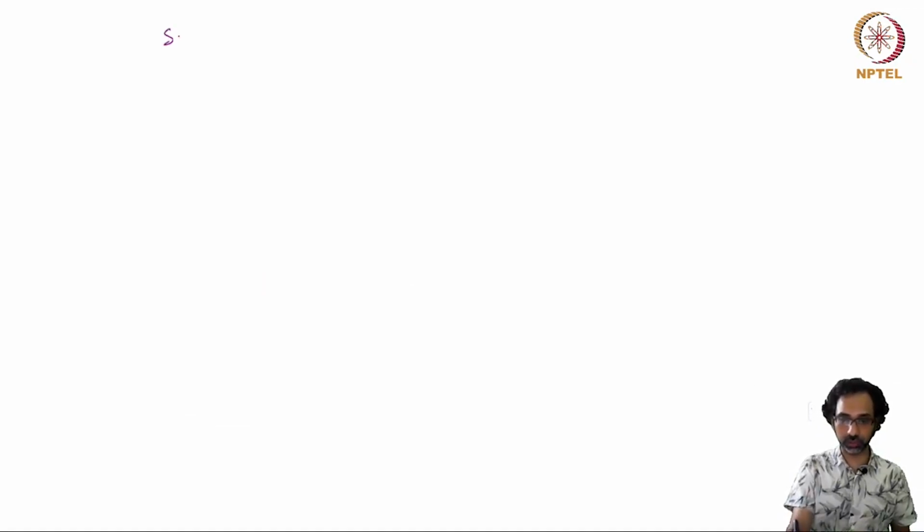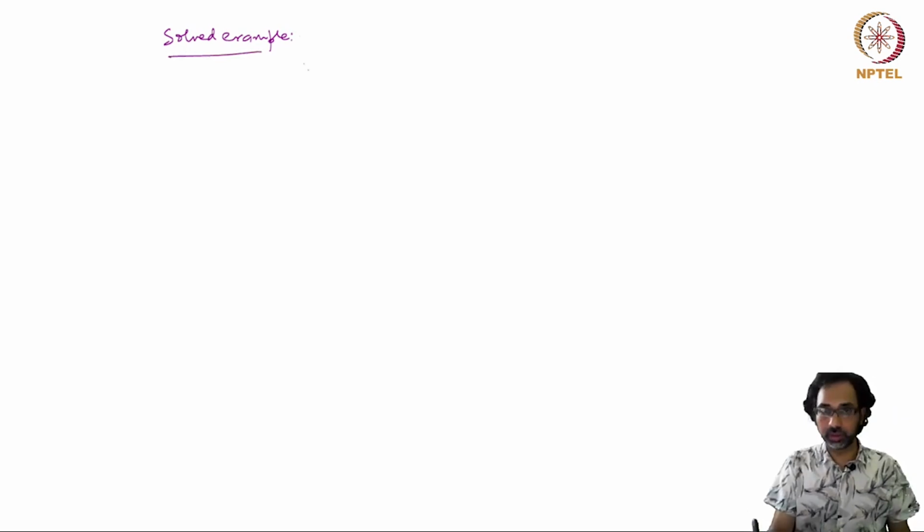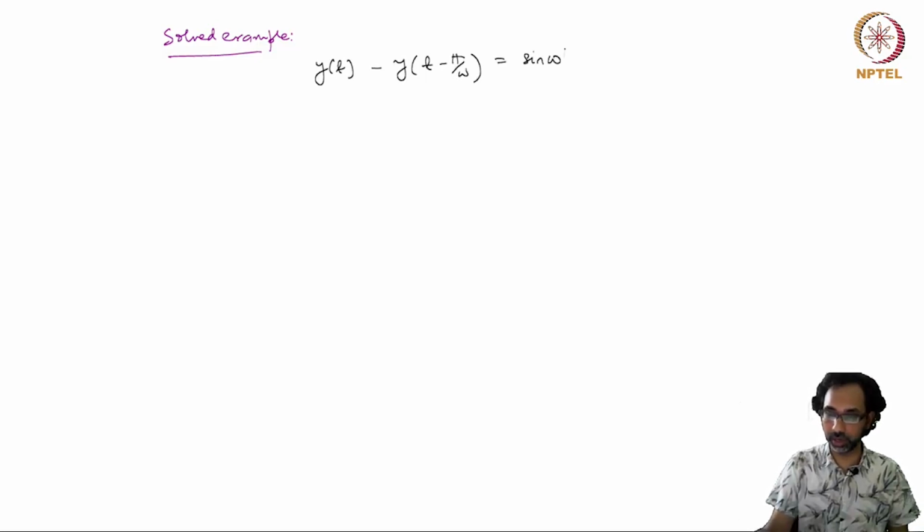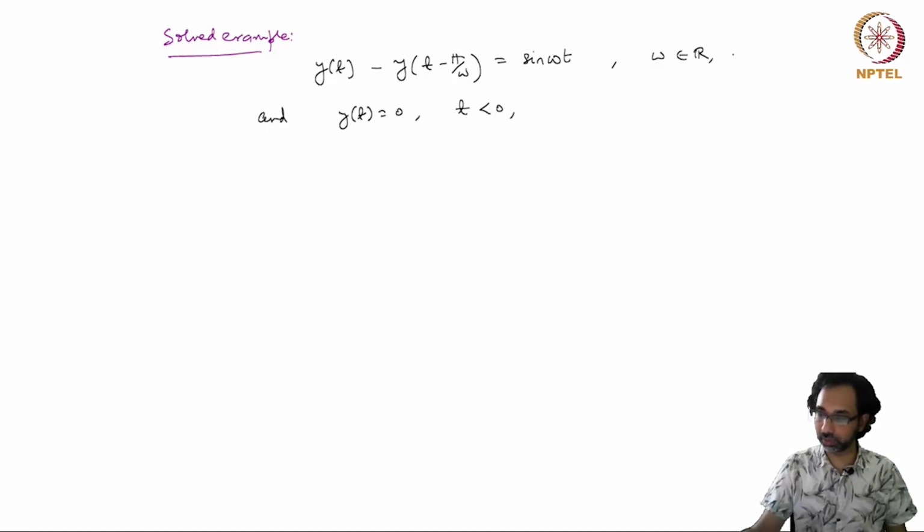So let's take a solved example. We consider y(t) minus y(t minus pi over omega) equals sine omega t, where omega is a constant real number, and we impose that y(t) equals 0 for t less than 0, and this equation is valid for t greater than or equal to 0.